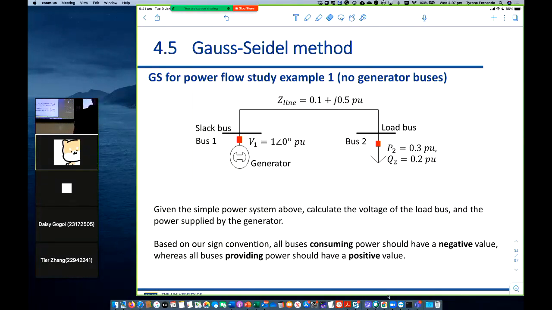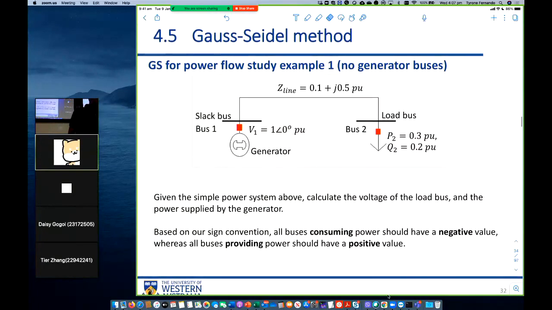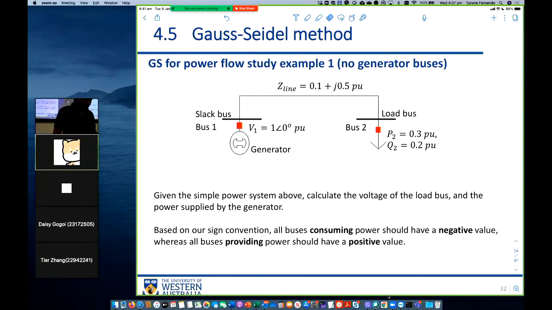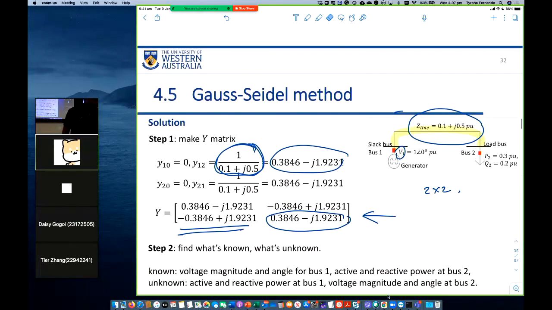Let's see how we do this. So we have a slack bus, right? We have a load bus. So you have 0.3 for P2, 0.2 per unit for Q2. You have the transmission line. So what do we start doing?